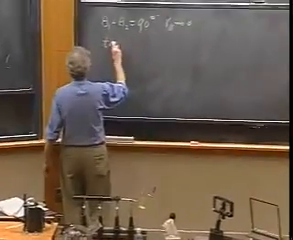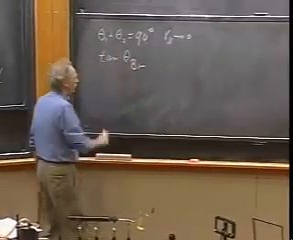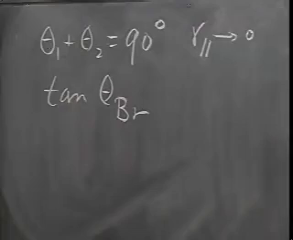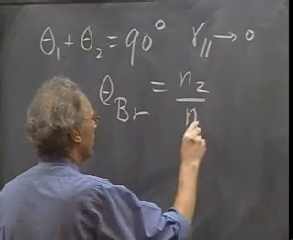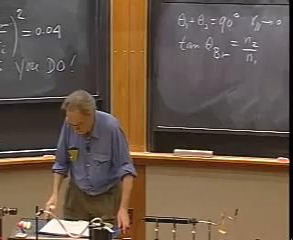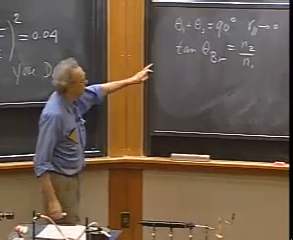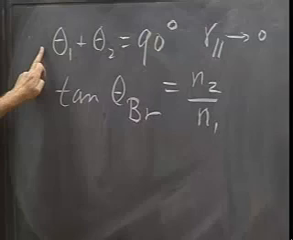And the tangent of theta Brewster, so that is theta 1, the tangent of theta Brewster is n2 divided by n1. I want to remind you, 1 is always where you are, and 2 is where you're going. And I can easily show you that this is the immediate consequence of that. I will prove it to you.